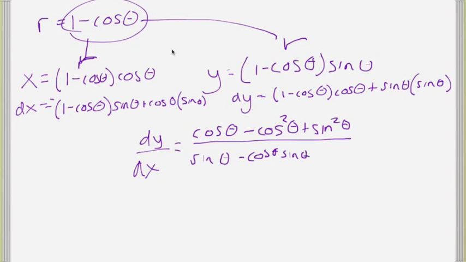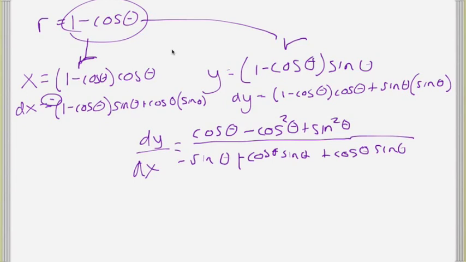Isn't it supposed to be negative? Is what supposed to be negative? Isn't sine supposed to be negative because it's the derivative of cosine? Negative sine is the derivative of cosine. Yeah, so the sine on the bottom should be negative. I put a negative out front, and then I lost it. Thank you. So it should be negative down there, and this should be positive, and then plus cosine theta sine theta. So dx should have a negative out in front of that.